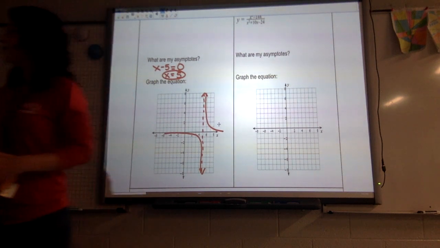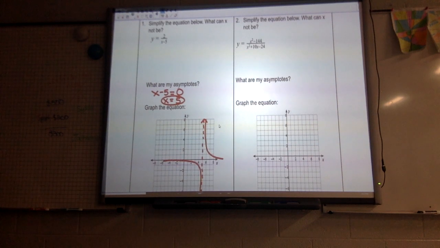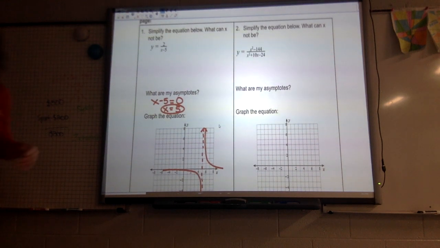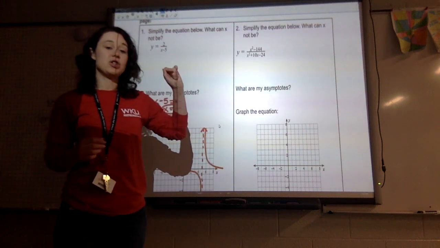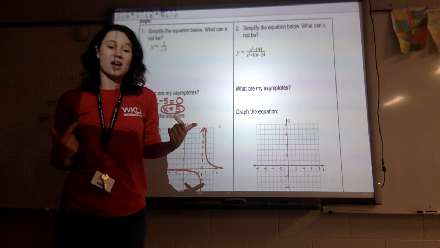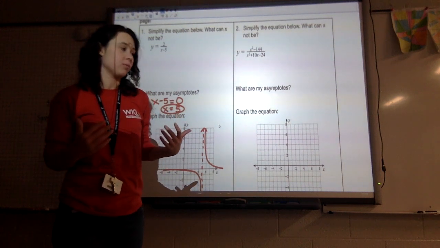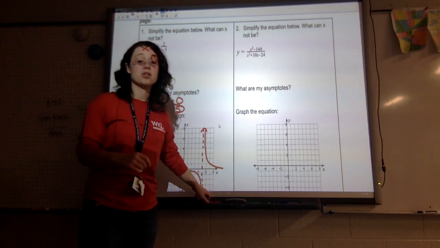Okay? So let's say I go look at example 2. Again, the first thing I ask myself, can I simplify that fraction? And in this case, the answer is yes, because I'm dealing with quadratics. They're things that I can probably factor. So I'm going to start by factoring the top.